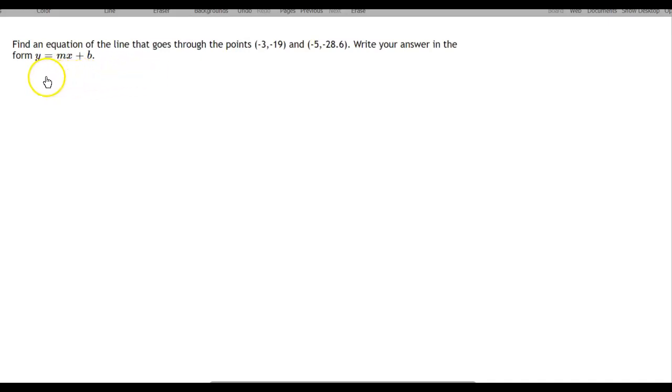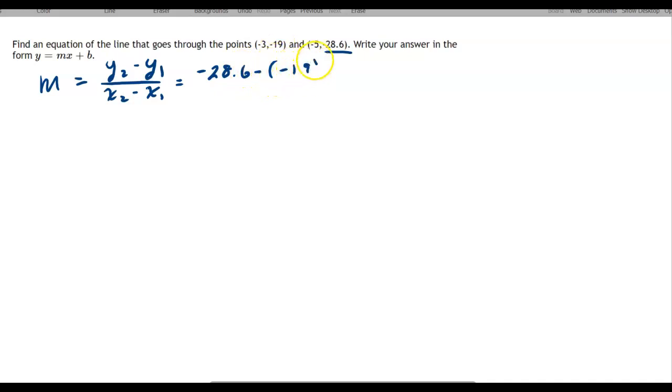We still are going to find the slope, and that slope, remember, is y sub 2 minus y sub 1 over x sub 2 minus x sub 1. And in this case, our y sub 2 is negative 28.6 minus y sub 1, which is negative 19. Then we subtract the x values. That's negative 5 minus a negative 3.